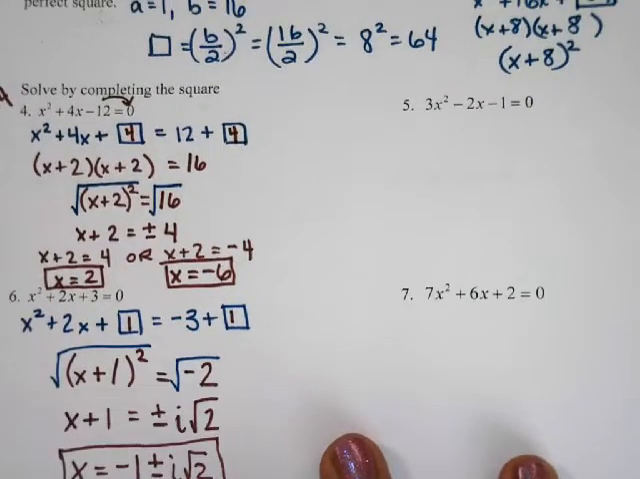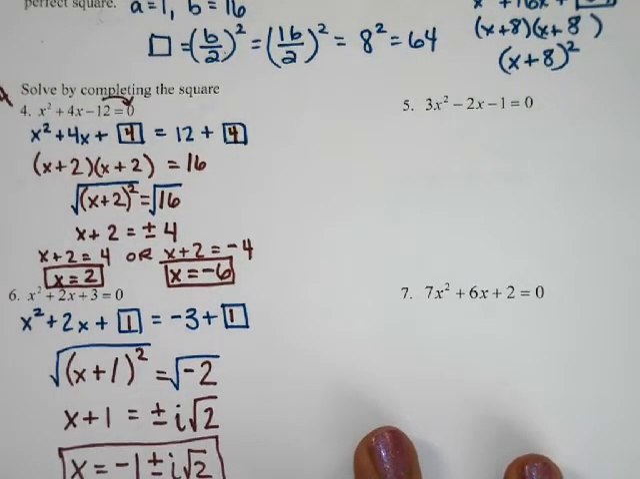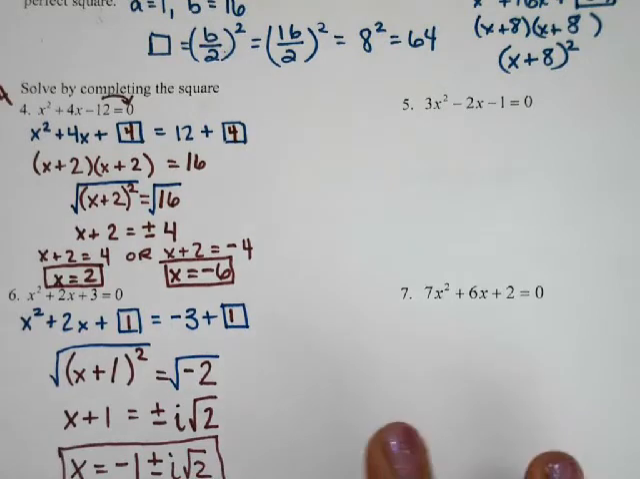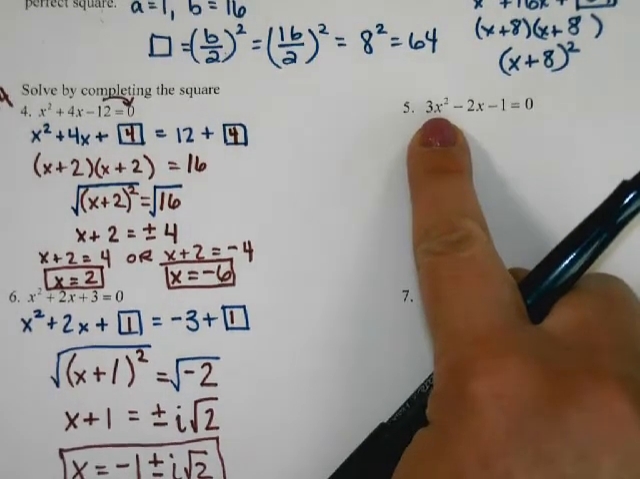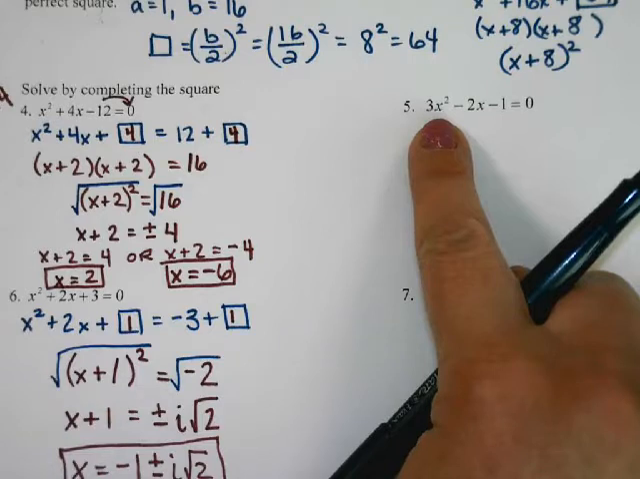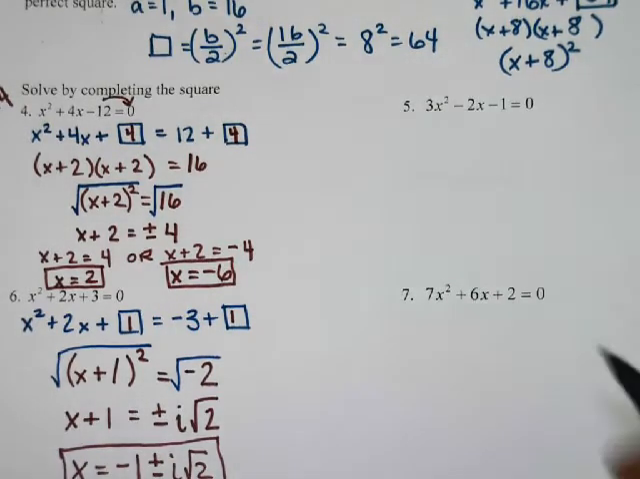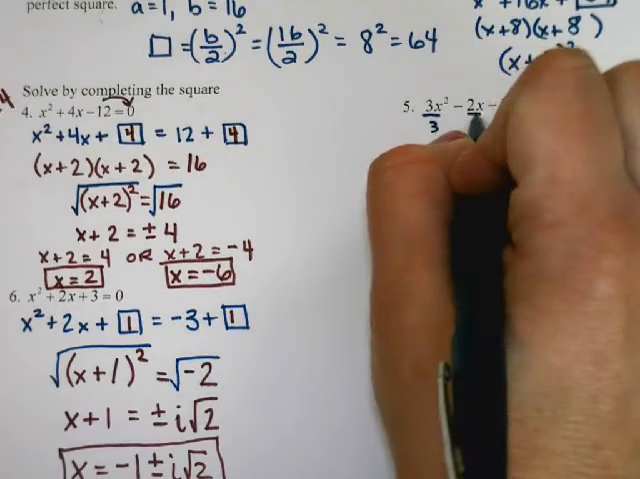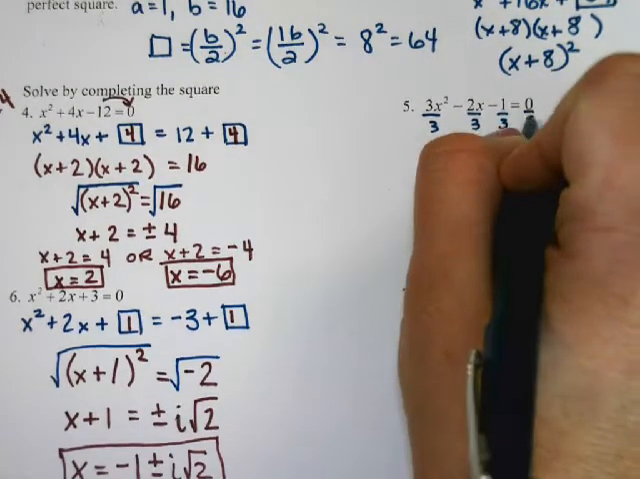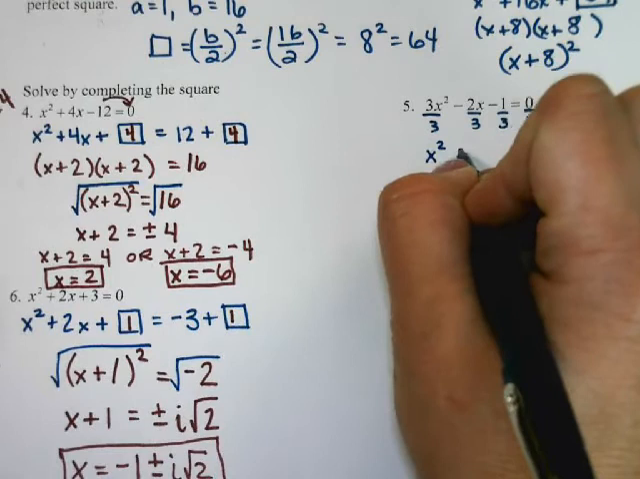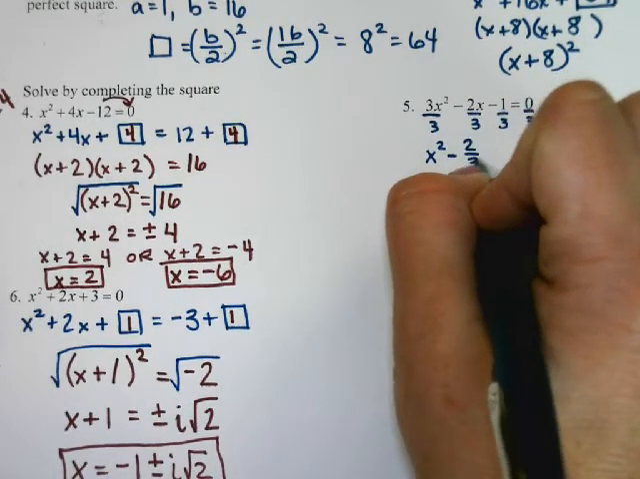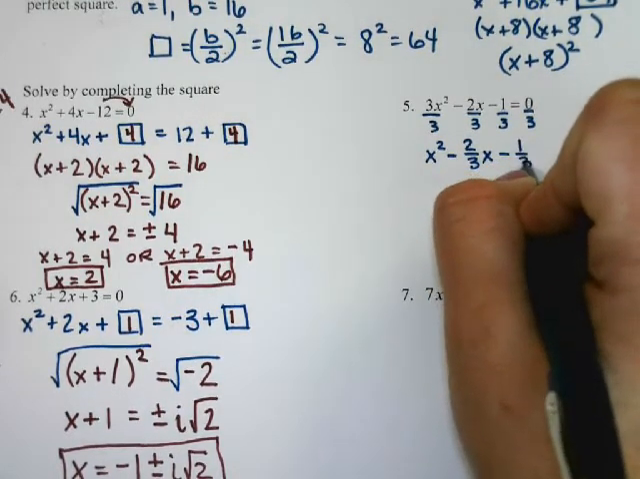So if we go look at number 5, is there something I could do to make that a 1? Its coefficient's 3 right now. Yeah, divide by 3, right? And if I divide it by 3, I have to divide everything by 3. Okay, I could do that. So I get x squared minus 2/3 x minus 1/3 equals 0.